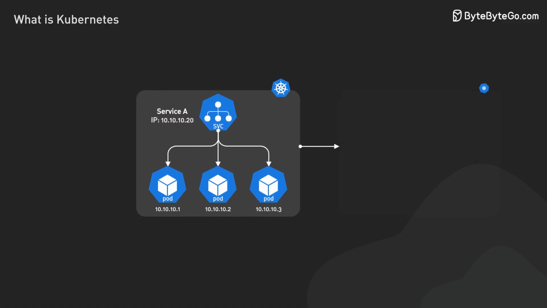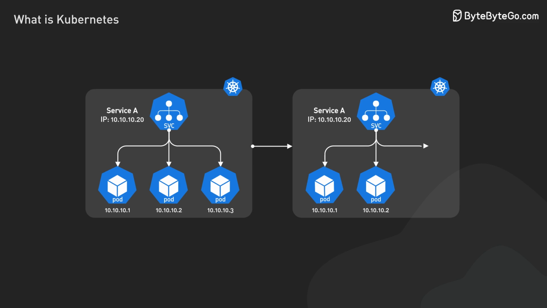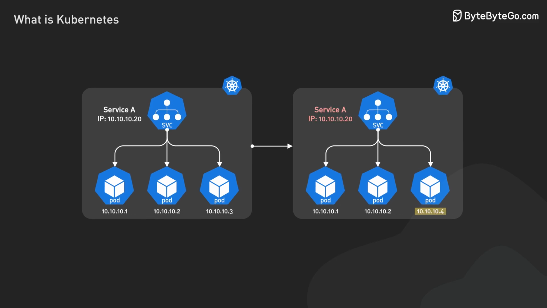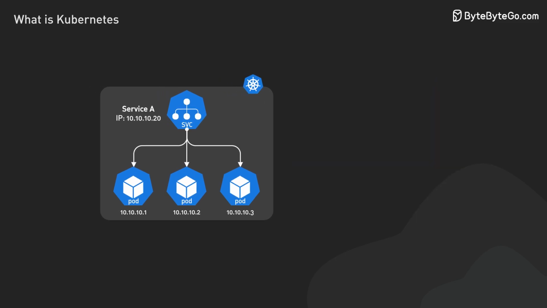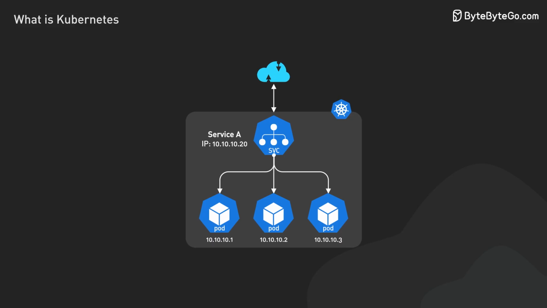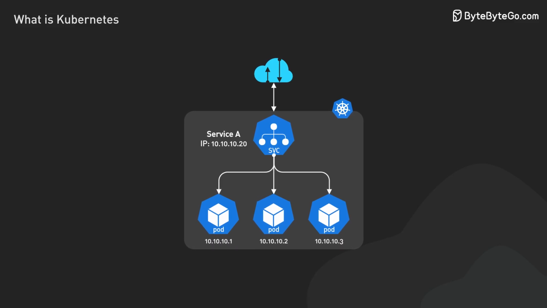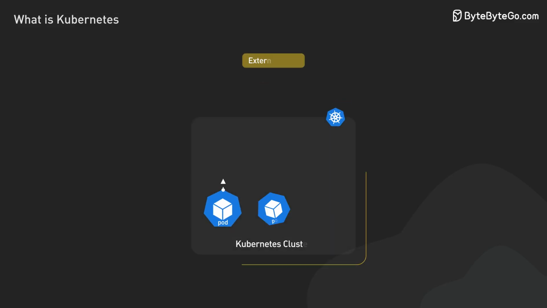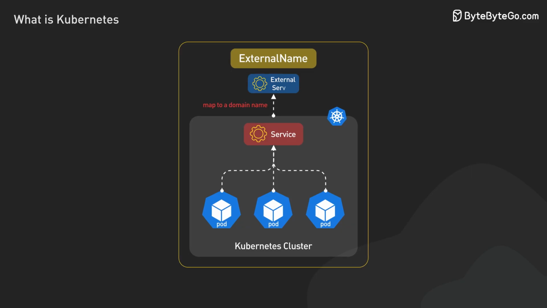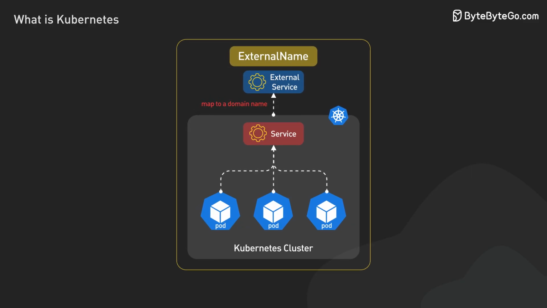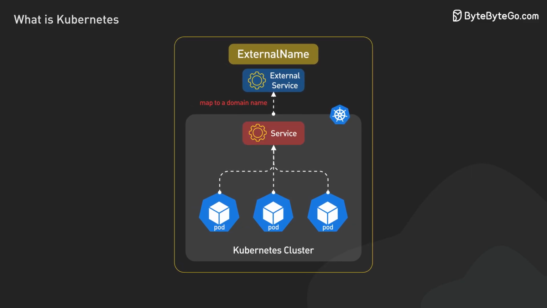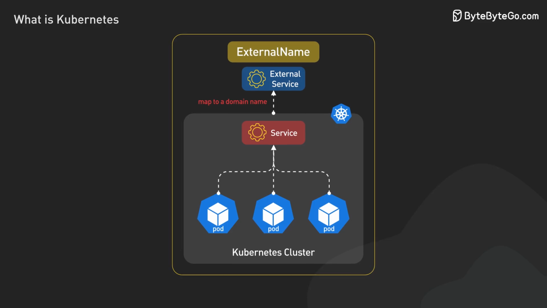Even if individual pods are recreated, the service IP address remains constant, ensuring consistent communication. For a web application to be accessible to users outside the cluster, we need to expose it to the internet. Kubernetes offers external services for this purpose. It opens up a specific port on the cluster's network and routes incoming traffic to the appropriate backend pods.